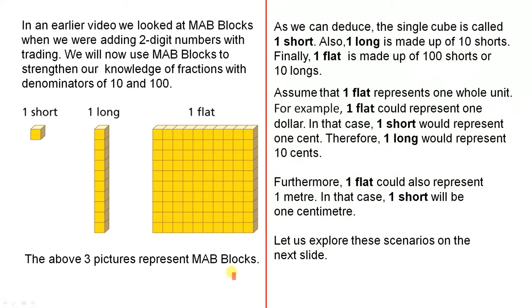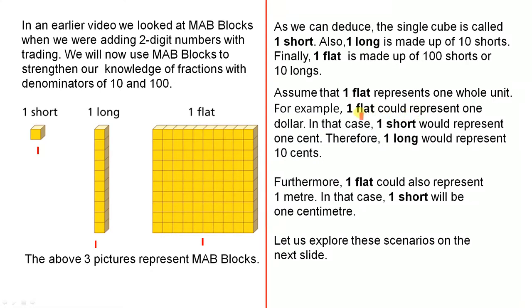The above three pictures represent MAB blocks. As we can deduce, the single cube is called one short. That's this one. Also, one long is made up of 10 shorts. This one. Finally, one flat is made up of 100 shorts or 10 longs. This one. Assume that one flat represents one whole unit.